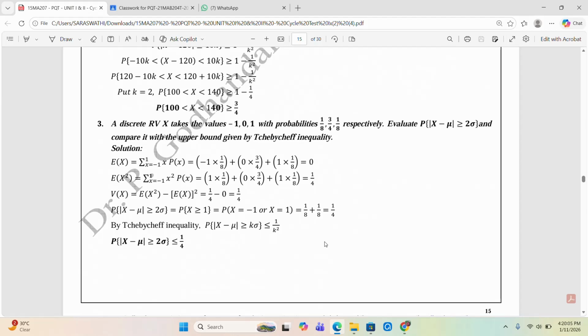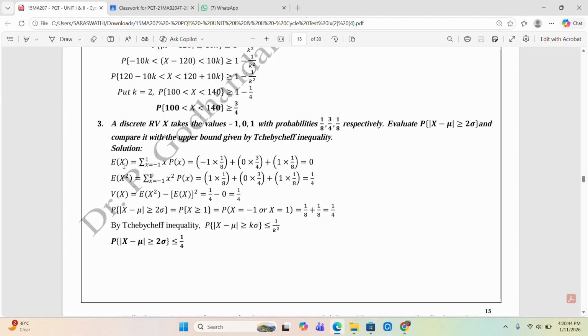Now in another question, this is the discrete random variable problem. A discrete random variable x takes the values minus 1, 0, 1 with the probabilities 1 by 8, 3 by 4 and 1 by 8 respectively. Evaluate P of modulus of x minus mu greater than or equal to sigma and compare with the upper bound given by the Tchebycheff inequality. From the discrete random variable, we already have the formula: E of x is equal to summation of x into P of x, and E of x square is summation of x square into P of x.